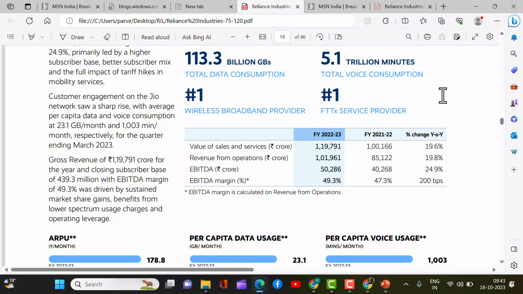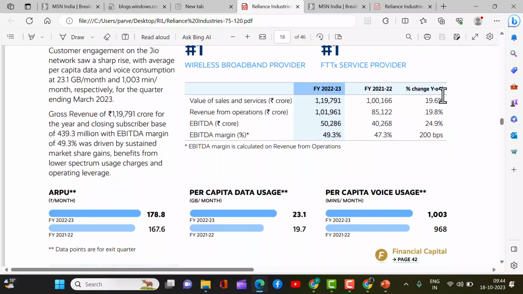So far, what we have done? This is digital, okay? Media, digital, retail, and... Okay, I thought we have done 4.